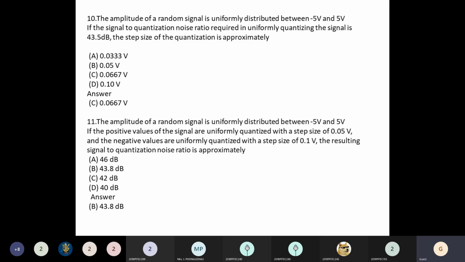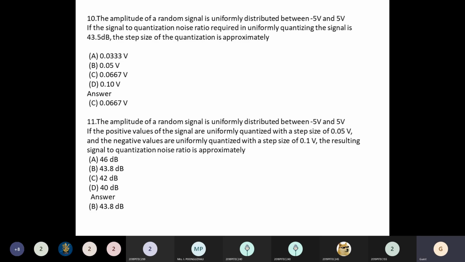The options: first, 0.0333 volt. Second option, 0.05 volt. Third one is 0.0667 volt. Fourth one is 0.10 volt. The answer for the question is 0.0667 volt. That is the third one will be the answer.